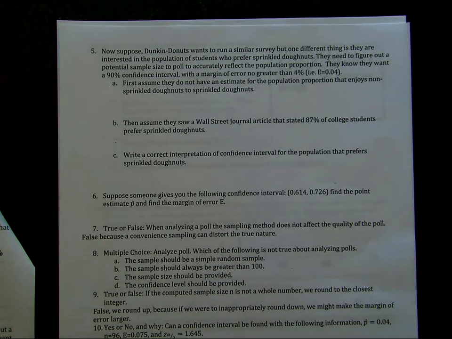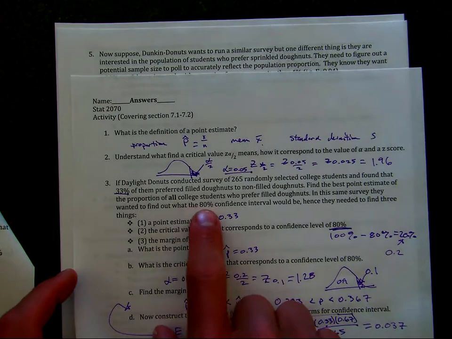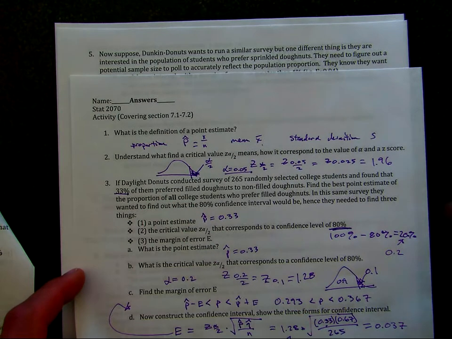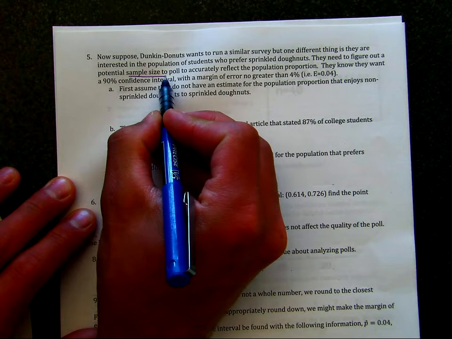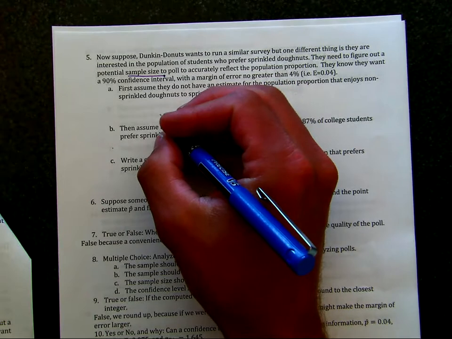So, number 5, bring that down in the view. Now it says, suppose Dunkin' Donuts wants to run a similar survey, but one different thing is that they are interested in the population of students who prefer sprinkled donuts, right? They need to figure out a potential sample size to poll, right? So this is basically, when somebody asked me in an email the other day, how do I know what the question's asking me? In the previous one, you're being asked to find the proportion of all college students. So it says it right there. You've got to be able to pick up those keywords. And here now, we're being asked to find the sample size. So that means you're probably going to have to use some type of equation that has n is equal to something.